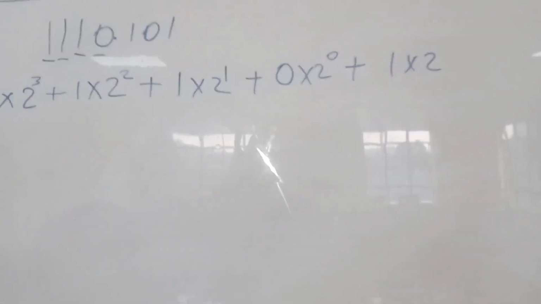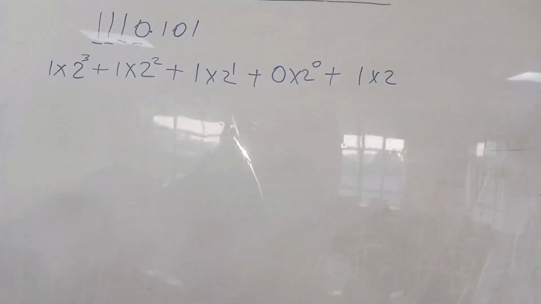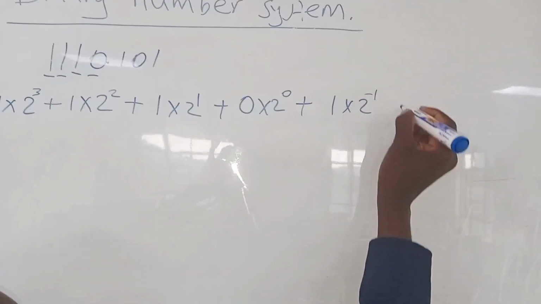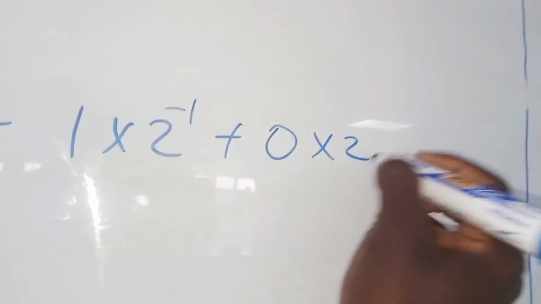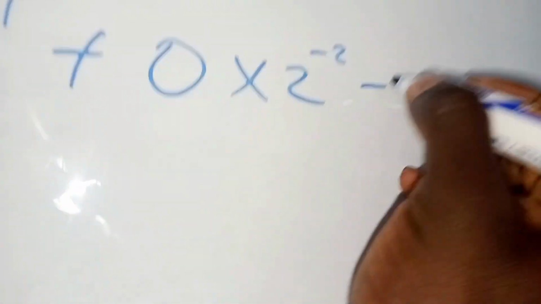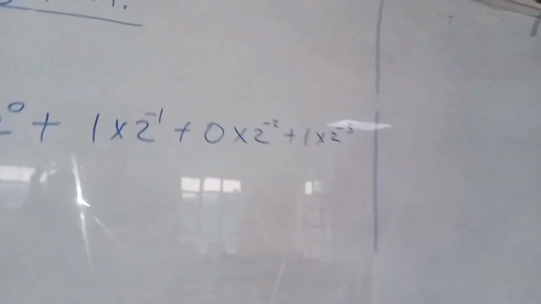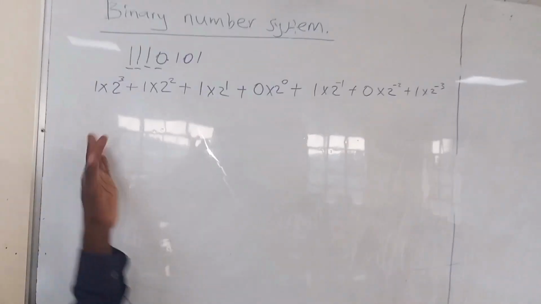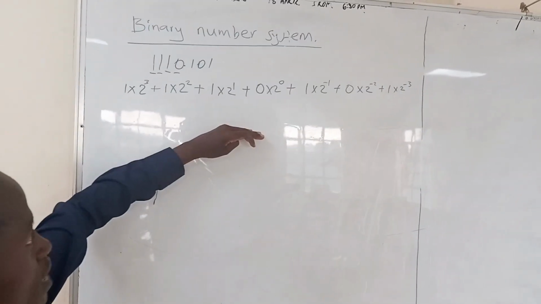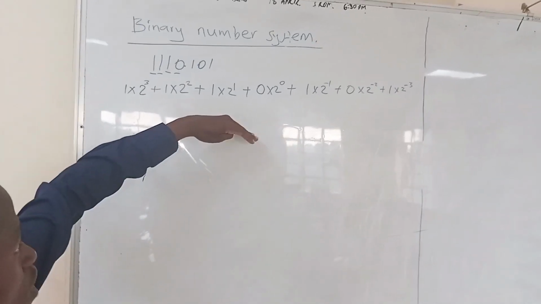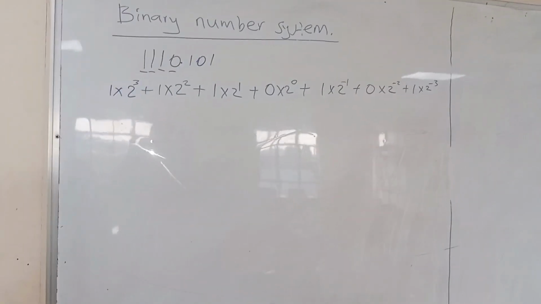power. Now, since it is past the decimal point, on the other side of the decimal point, it will be power negative 1. You add 0 times 2 power negative 2 plus 1 times 2 power negative 3. So once again, after taking all this, then you add, and the final answer that you get will be the corresponding decimal number that will correspond to this binary number that we are given here.